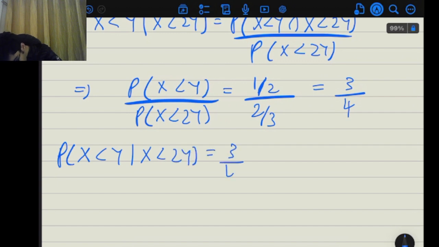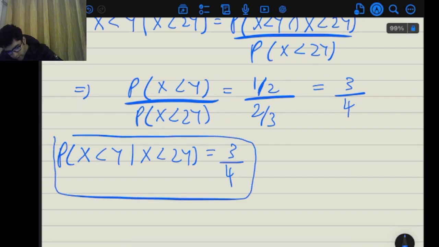This is 3 by 4, right? If I just check my answer, x less than y was half, and x less than 2y again was 2 by 3. So my final answer is 3 by 4, right?